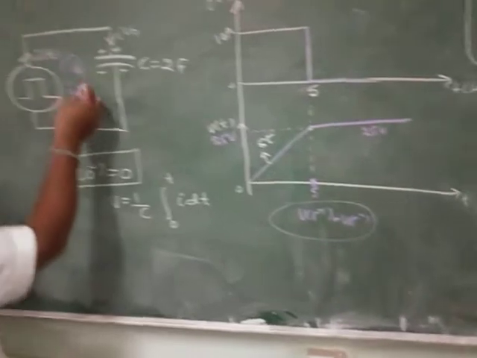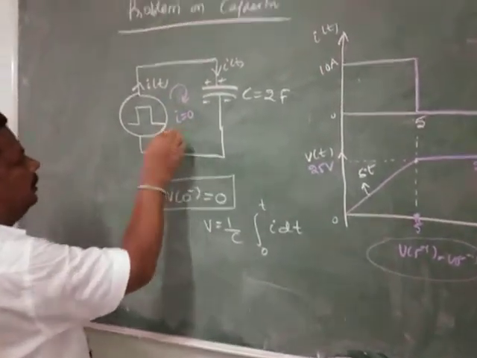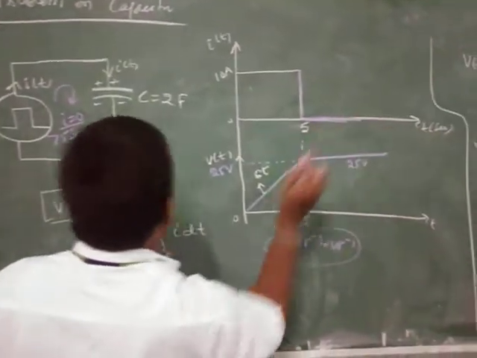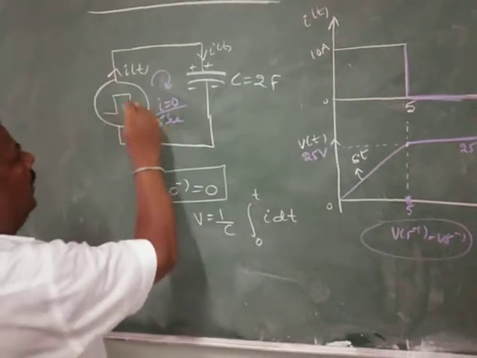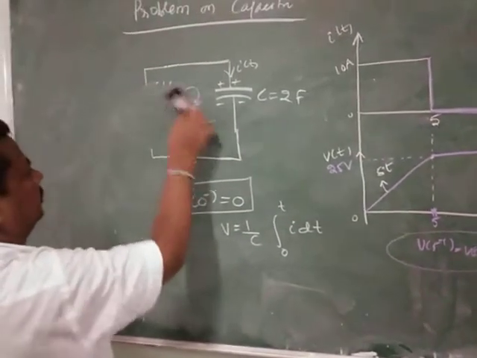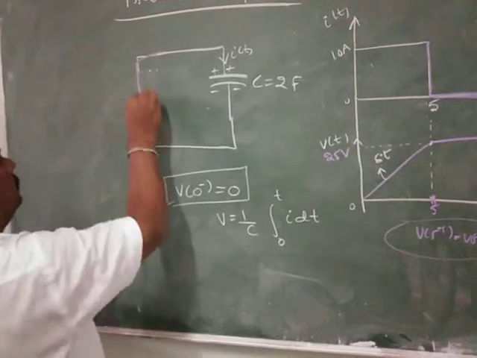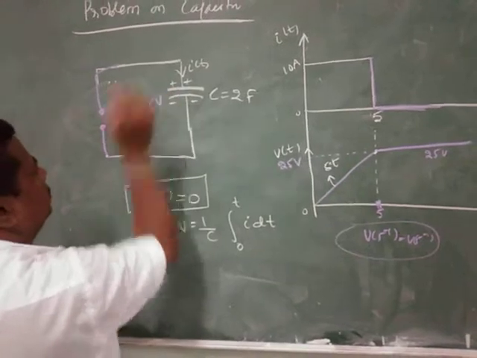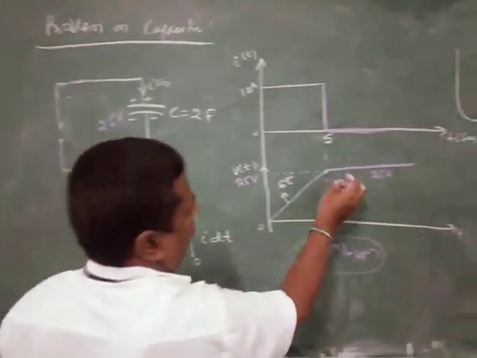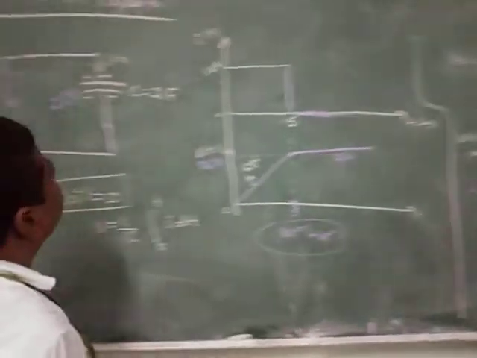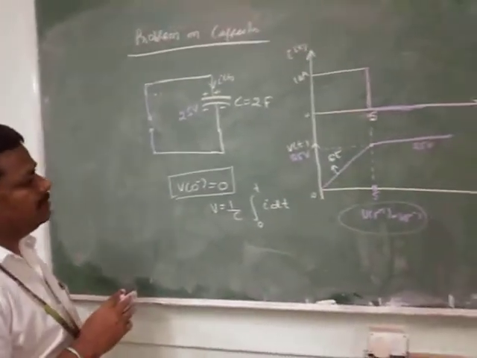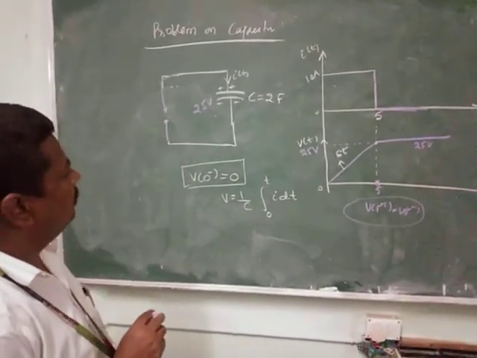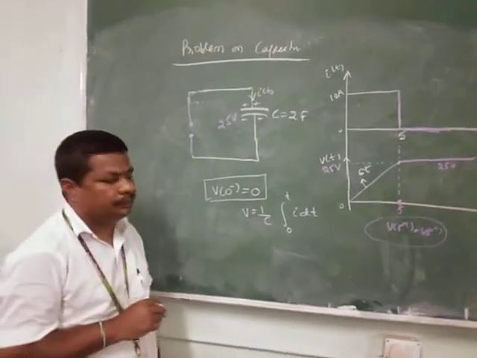Now coming to this circuit, greater than 5 seconds, current is equal to 0. Observe the signal here: current is equal to 0. Current equal to 0 means it is an open circuit. Previously, the voltage across the capacitor is 25 volts, and it maintains a constant. Like that, we can easily draw the waveforms across a capacitor based on the initial value conditions. Right? Thank you.